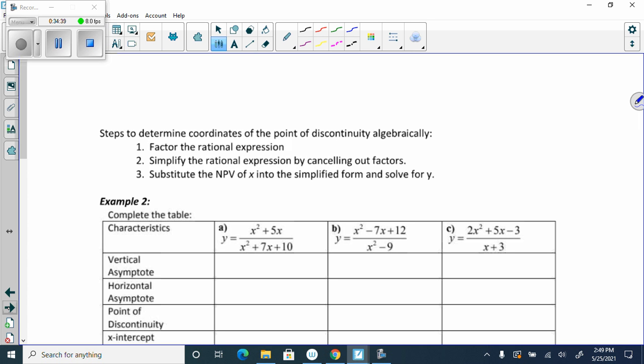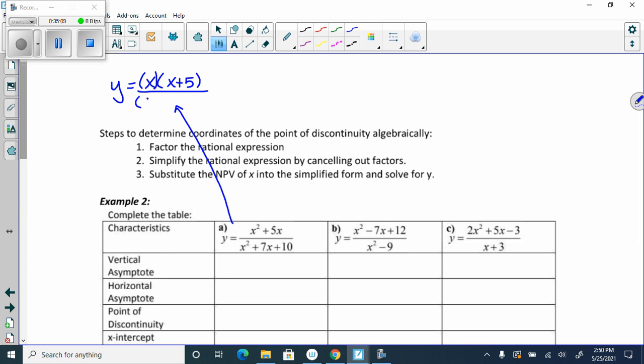Okay? So when we see a degree 2, the very first thing we're going to have to do is factor it. So I'm going to do this up here. I'm going to go y equals, now what can I do to the numerator? I can take out an x. And then I'm left with (x plus 5) in brackets. And I can put the x in its own brackets because it's multiplied. The denominator is x squared plus 7x plus 10. So what multiplies to give me 10 and adds to give me 7?